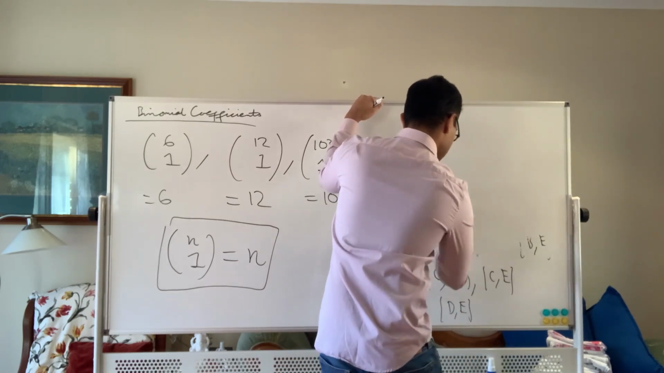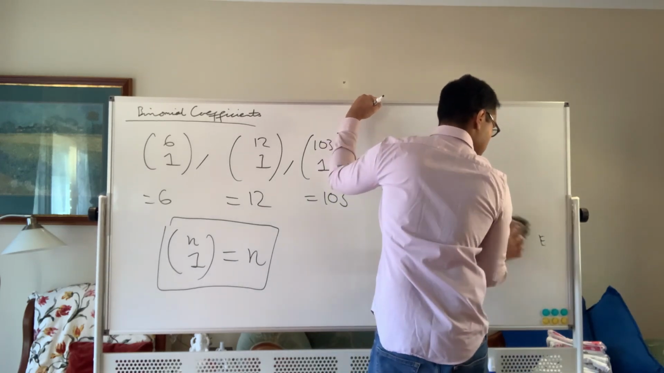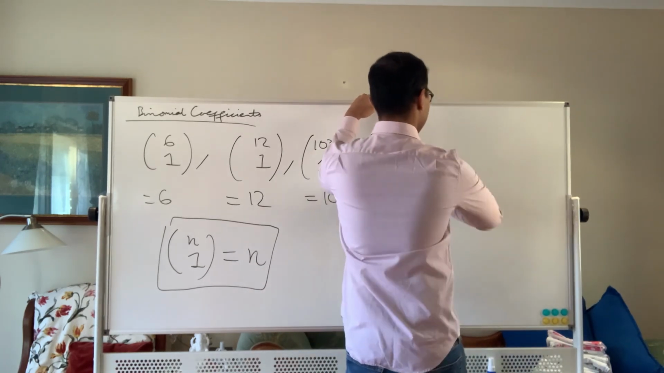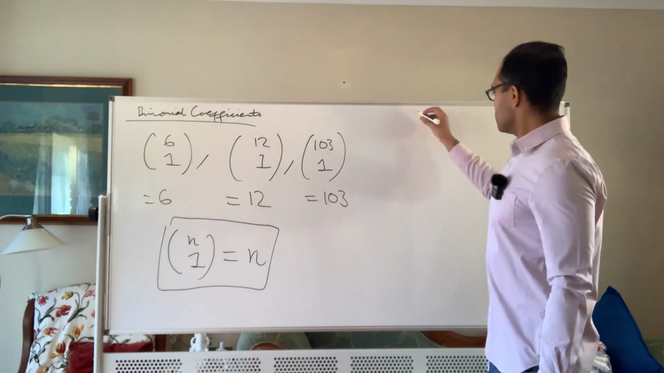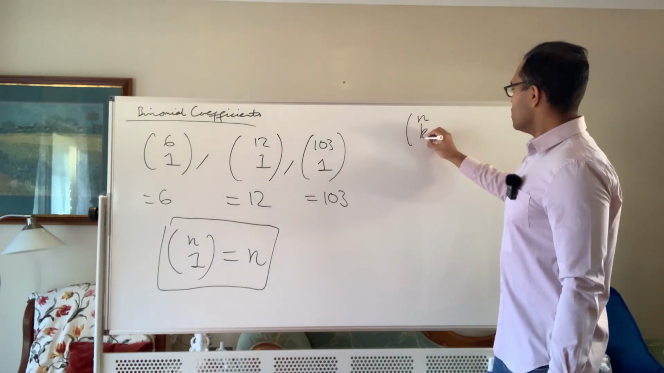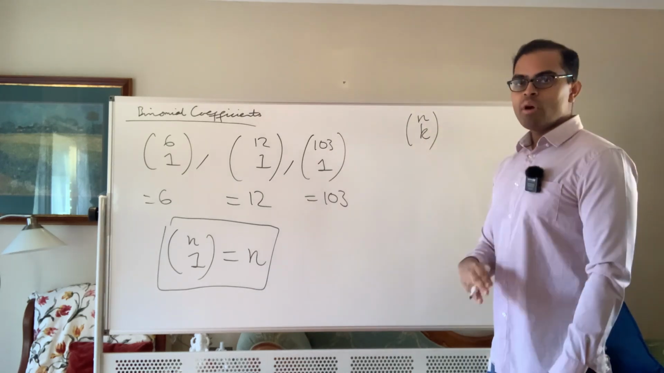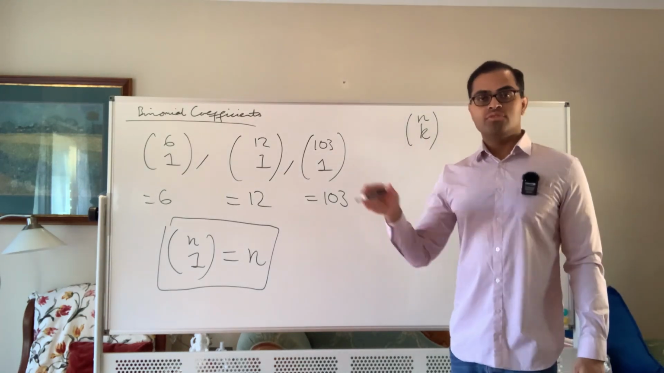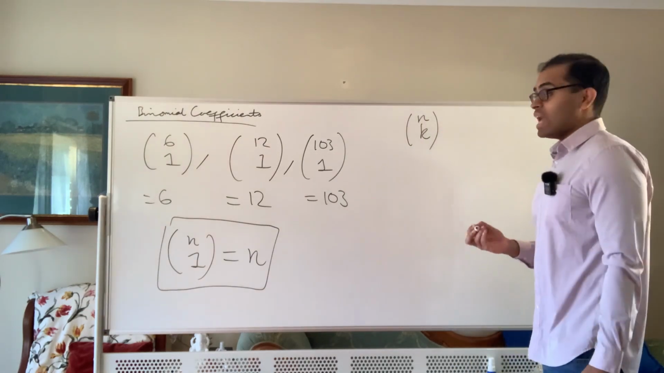Okay, so let's just dive right into the next observation. In general, we can ask what is n choose k? Here n and k are natural numbers. k can be 1, 2, 3, etc. n can be 1, 2, 3, 4, 5, 6, etc. Generally, n is at least k.